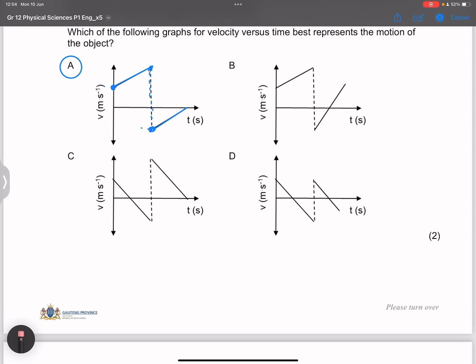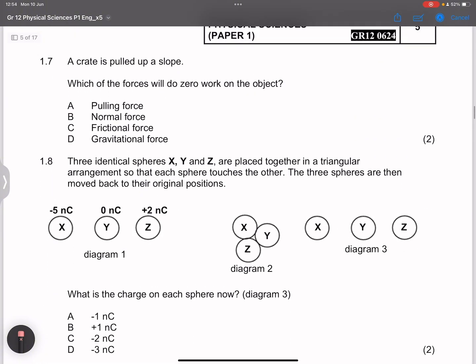All right, so let's go to the next question. They say a crate is pulled up a slope. Which of the following will do zero work on the object? Remember, in this case, we are pulling it up a slope. So here's our object, we are pulling it up a slope. Which forces do zero work? It would be the normal force, because it's at 90 degrees. But again, it would be the perpendicular component of gravity. So those two forces would do absolutely zero work in that case.